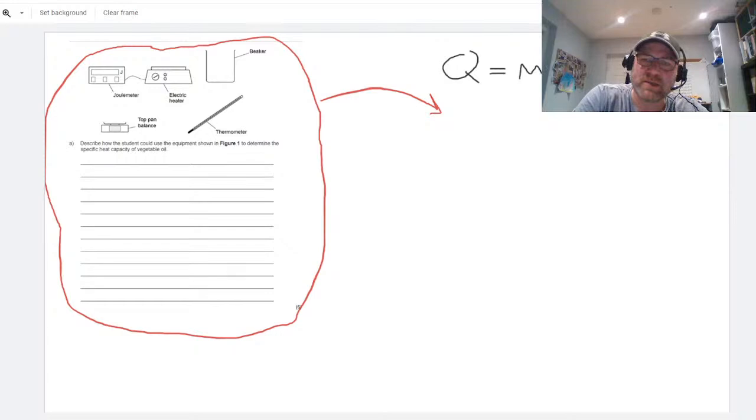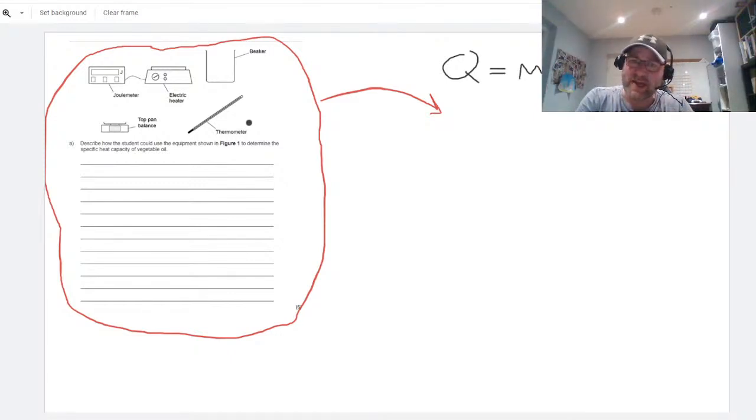Q is energy. It depends which exam board, whether you're doing physics or chemistry, they change the symbols. I think in AQA they might even use theta as change in temperature, and in other exam boards they use delta, the triangle. They're just being a pain in the backside, but it's the same thing. Energy is mass times the specific heat capacity times the change in temperature. You have an electric heater, you're going to heat the oil, and use a joule meter to measure the energy and a thermometer to measure the temperature. Easy peasy, right?